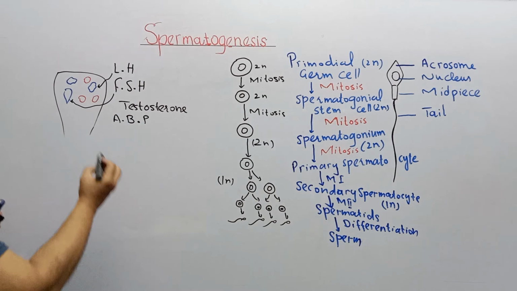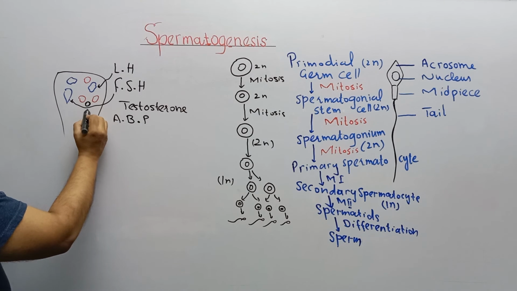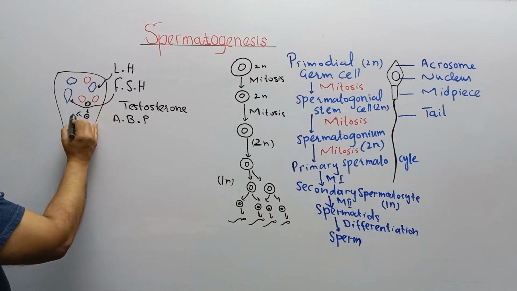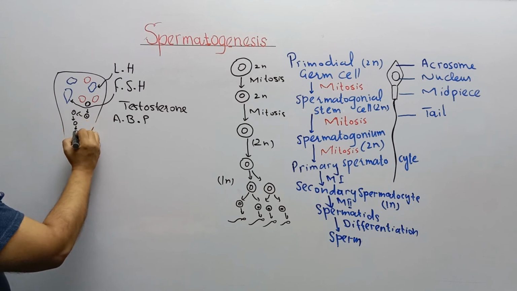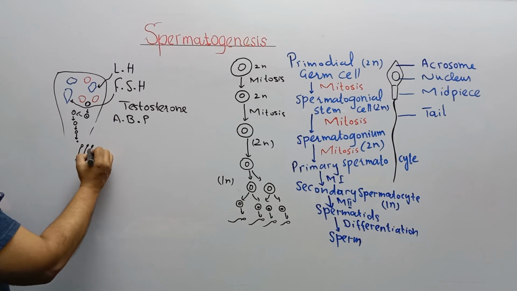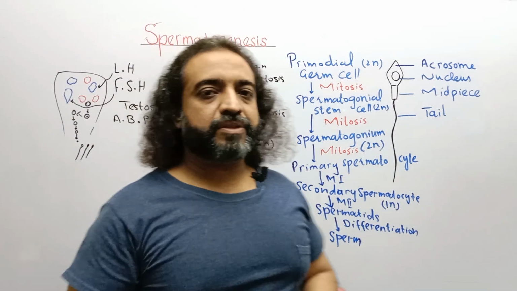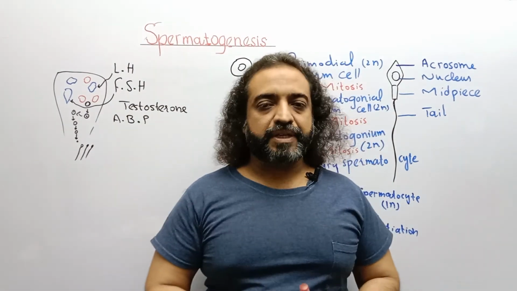So there are stem cells. These are the stem cells. These produce spermatogonium. Spermatogonium produces primary spermatocyte, secondary spermatocyte, spermatid, and here are sperms. So this is the process which is called spermatogenesis.